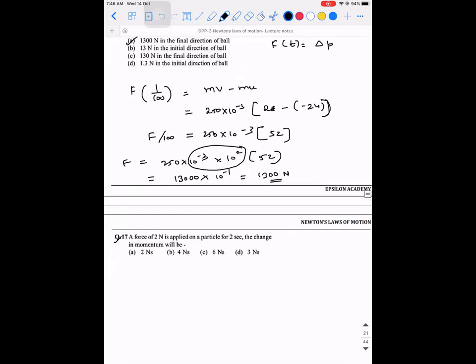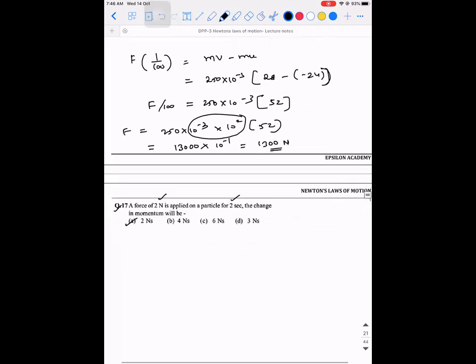Next, there is a force of 2 Newton that is applied on a particle for 2 seconds. The change in momentum will be force into time. Change in momentum is equal to force into time. Answer: 4 Newton second. It's impulse, right?